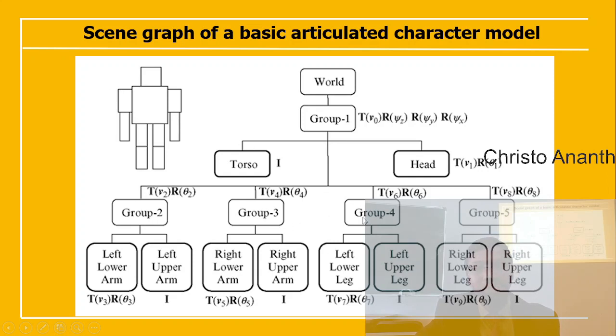So group 2, group 3, group 4, group 5, left lower arm, left upper arm, right lower arm, right upper arm, left lower leg, left upper leg, right lower leg, right upper leg. Maybe we will have the identity matrix: left upper arm identity, right upper arm identity, left upper leg identity, right upper leg identity. So here all will have the transformation vector, so that it will be changing. Maybe some part will be fixed, some part will be movable, so that we will be making the translational vectors.